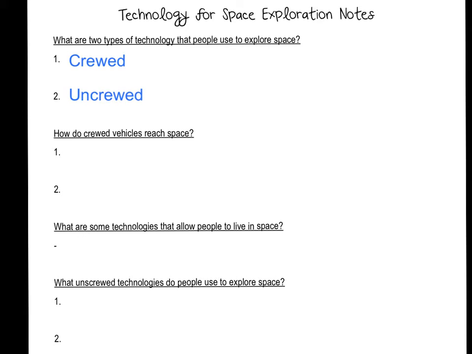Also on page 570, it talks about how do crewed vehicles reach space. In the first lesson, we talked about the timeline for space exploration, and we said that it was a big competition between the United States and the Soviet Union, or what we now call Russia. In 1961, a cosmonaut, a Russian astronaut, named Yuri Gagarin was the first person to orbit the Earth. Since then, people have been trying to go into space further and further and get more data and information about different parts of space.